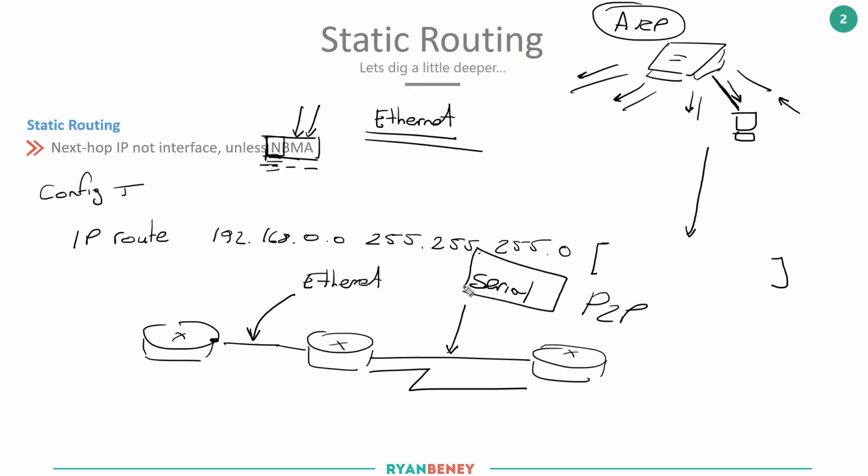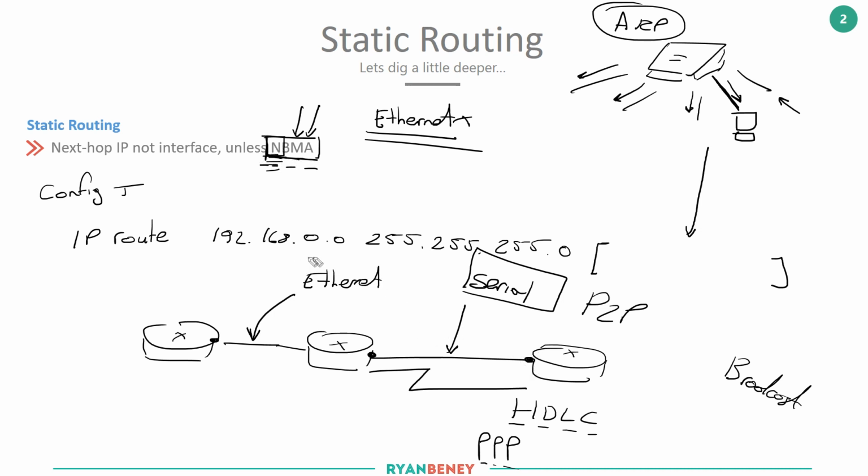Because over the serial link, you don't run Ethernet, you run protocols like HDLC, which is the High-Level Data Link Control, or PPP, which is the Point-to-Point Protocol. These protocols don't support any kind of broadcasting, and they only can have one person at either end of that. Because of that, it's considered NBMA.